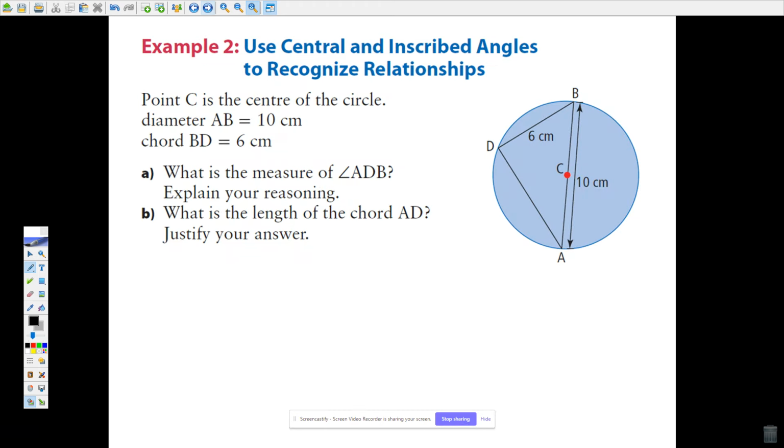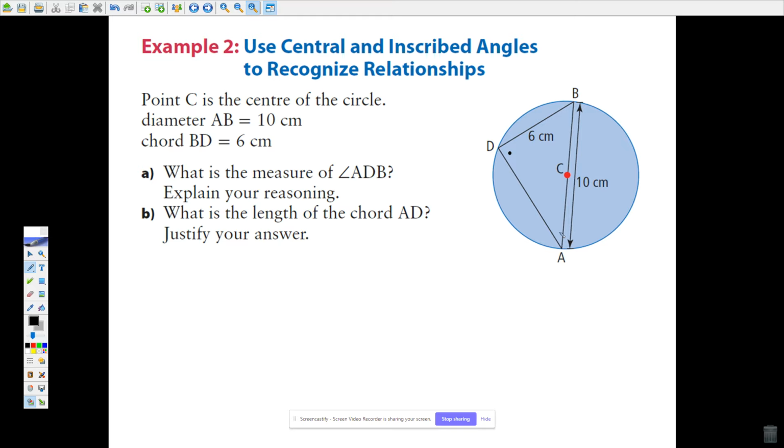In example 2 here, we have to use central and inscribed angles to recognize relationships. It tells us that point C is the center of the circle. This time it's giving us side lengths. AB is 10 centimeters, chord BD is 6 centimeters. We have to say what is the measure of ADB right there. And we also have to give the measure of the chord length AD. Now this one's a little bit different, but if you stick to the rules that we learned in the last video, you should be okay.